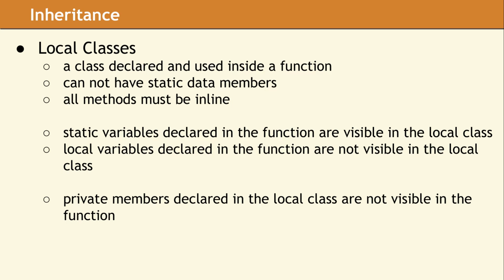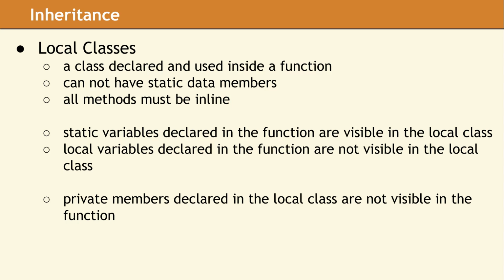However, it is only visible within the function where it is declared. Local classes are not used very much in modern C++. They were somewhat useful in standards prior to C++11 to implement function objects, but this usage has become obsolete with the standardization of lambda expressions.